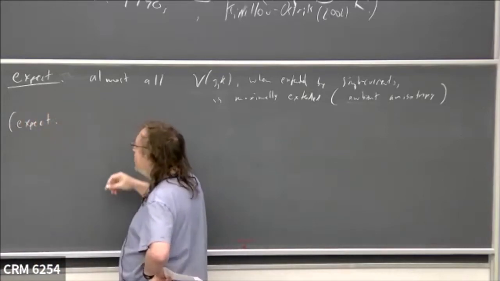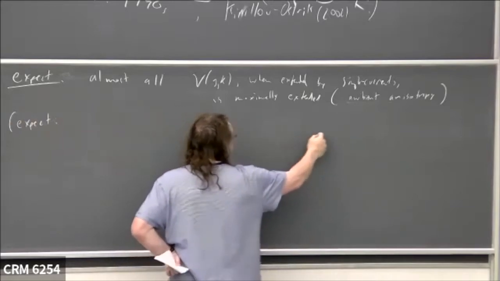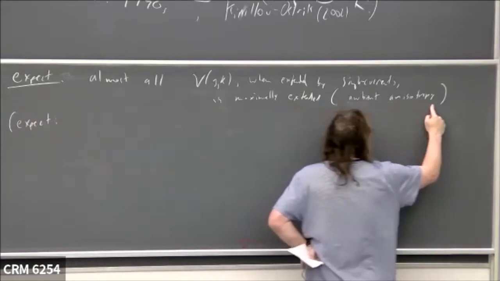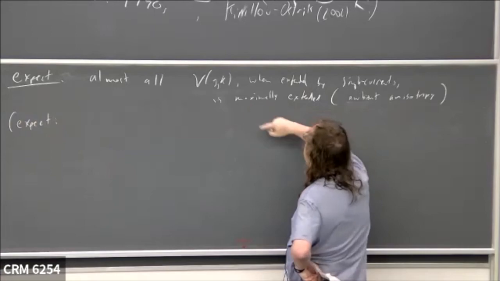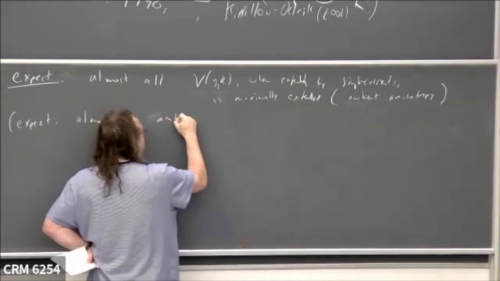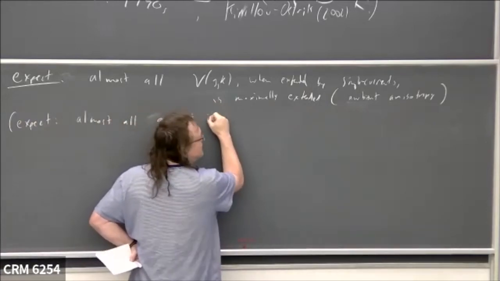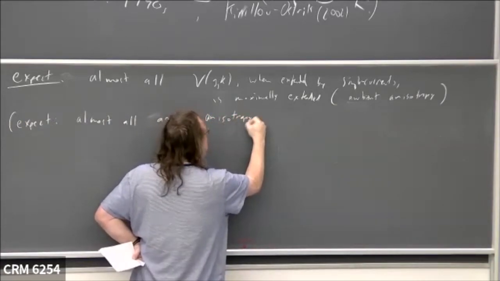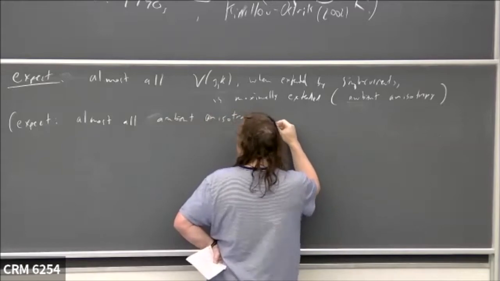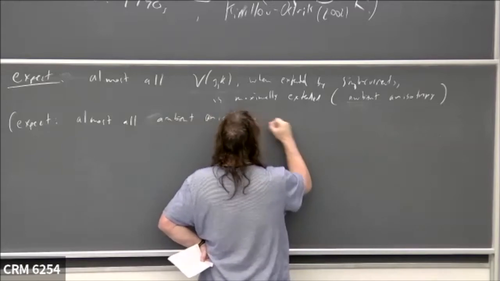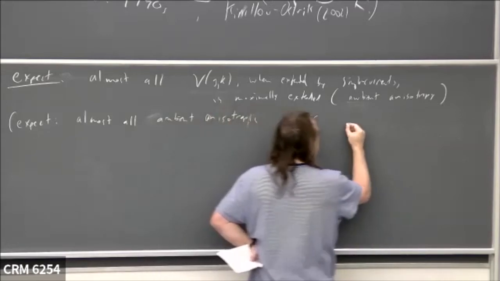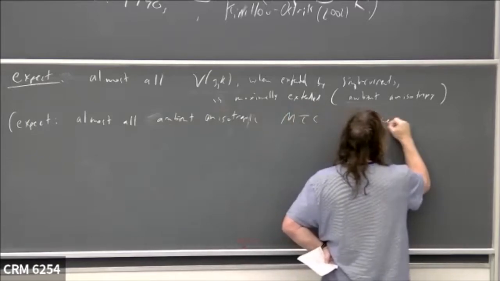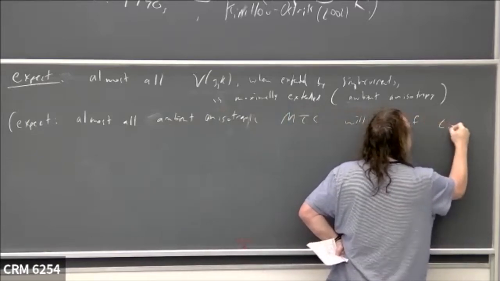but you also expect that almost all of these ambient anisotropic categories, I'm not sure if this is the right word, ambient anisotropy, it's now stuck in my head. For now, every time I think about this word, it's going to come out like this. Almost all of these modular tensor categories will come from Lie type.